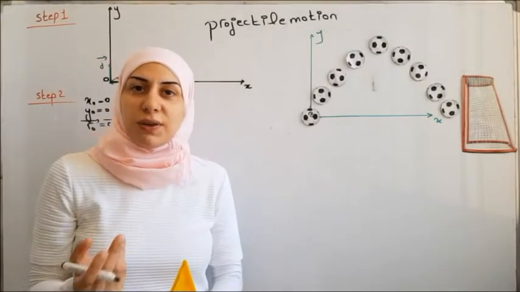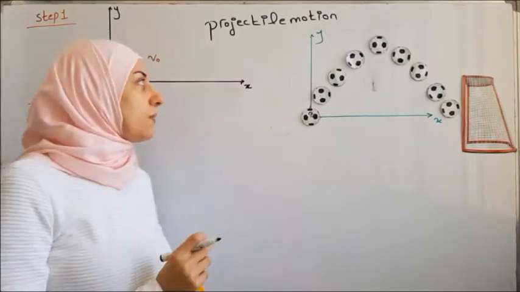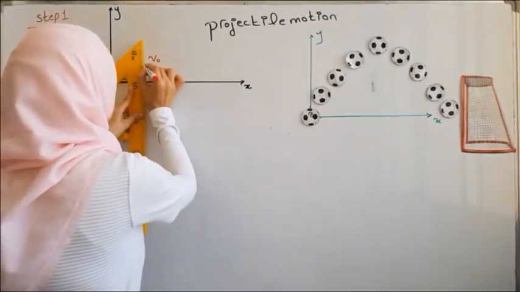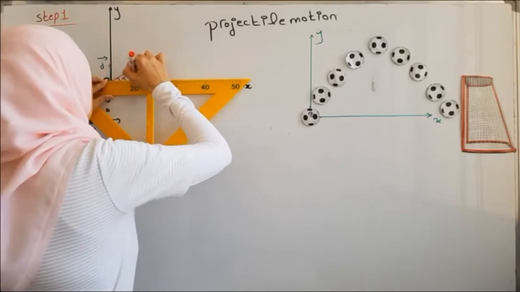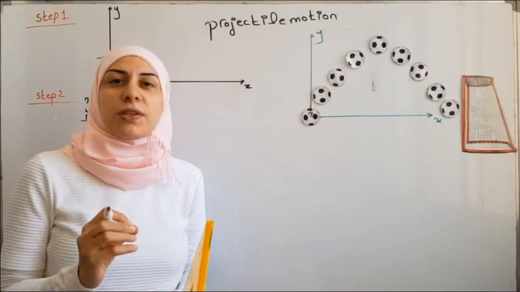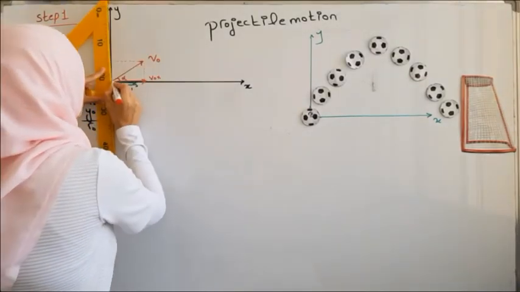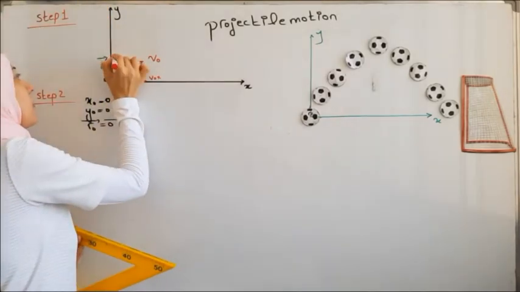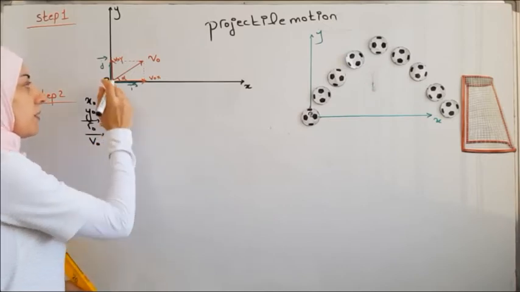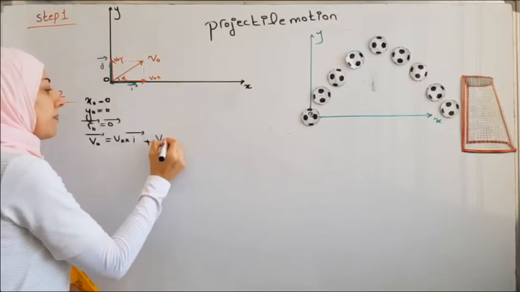v0, as any vector, can be resolved into two components, v0x and v0y, where v0x is the projection of v0 on the x-axis, and v0y is the projection of v0 on the y-axis. So we can write v0 as v0x in this direction plus v0y in this direction.